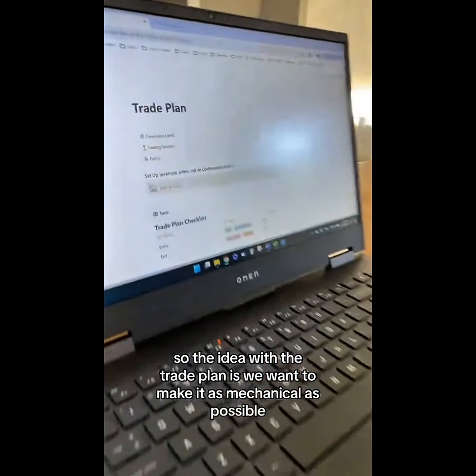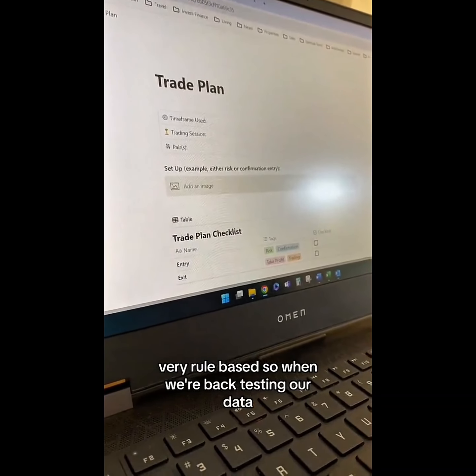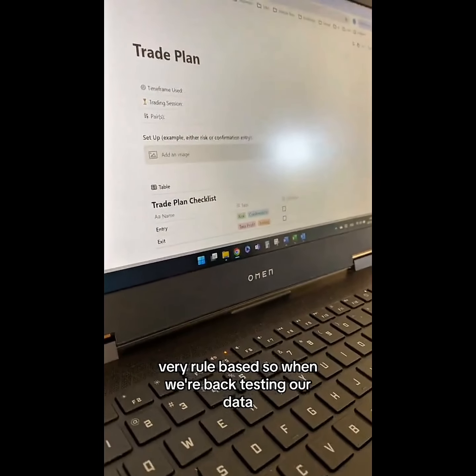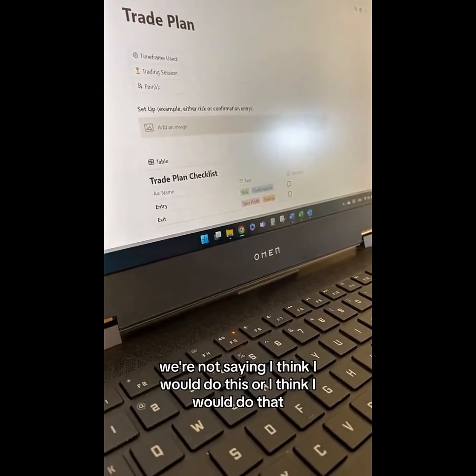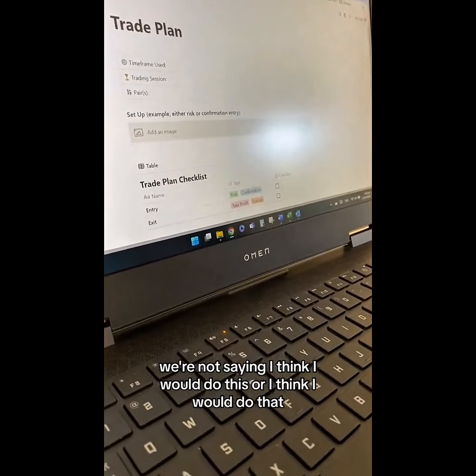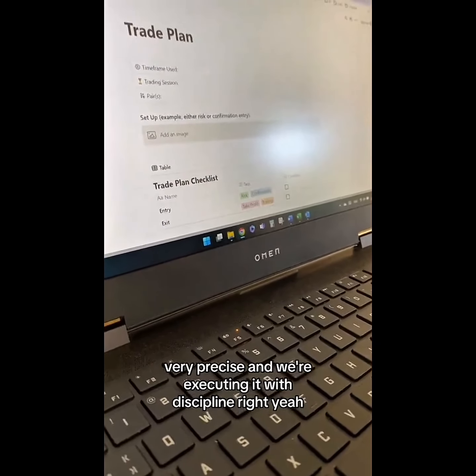The idea with the trade plan is we want to make it as mechanical as possible. Very rule-based, so when we're back-testing our data, we can rely on our data. It builds confidence. We're not guessing. We're not saying, I think I would do this or I think I would do that. We're making it very clear, very precise, and we're executing it with discipline, right?